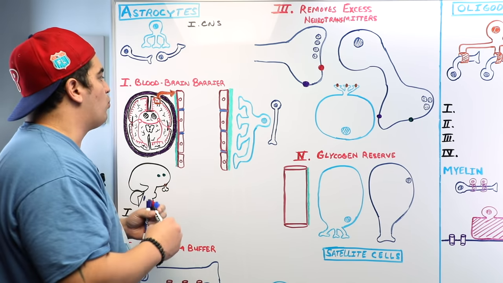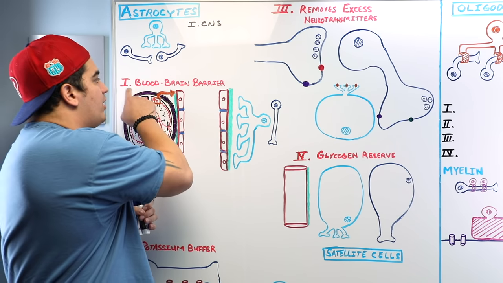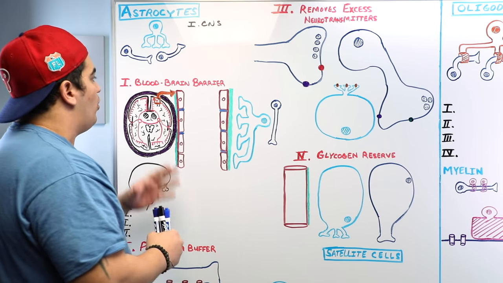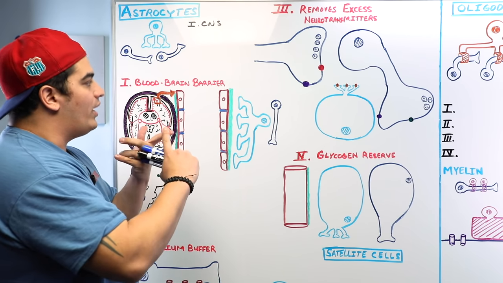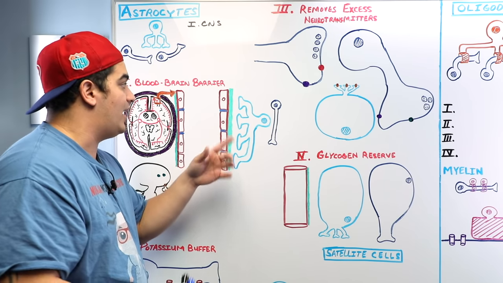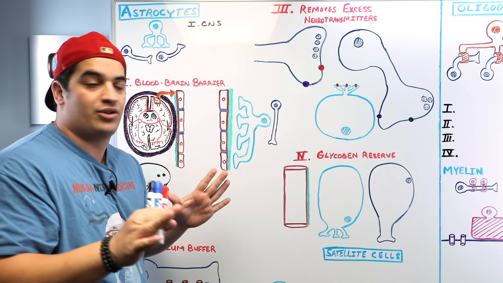The first one is really important, and it's actually going to be a part of your blood-brain barrier. All right? So, the blood-brain barrier, you should ask, what is the blood-brain barrier made up of? What does it do, and how do the astrocytes play a role in that? Those are the questions you should have.